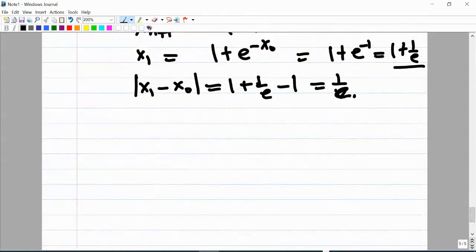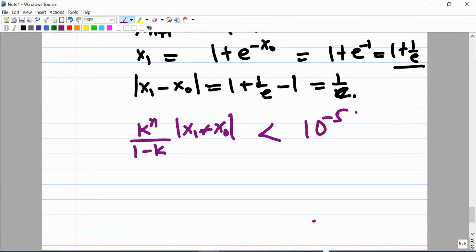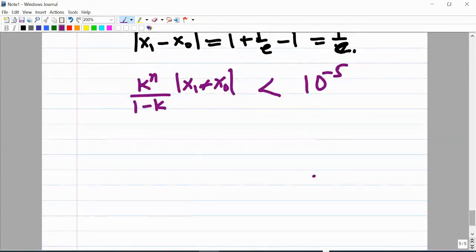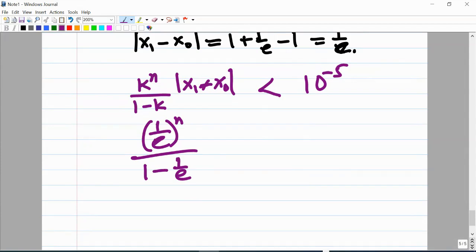So what we want now to solve is k to the power n over 1 minus k times the absolute value of x1 minus x0 should be less than 10 to the power minus 5. That's the inequality. So we're now saying 1 over e to the power n over 1 minus 1 over e, that's 1 minus k, times 1 over e is less than 10 to the power minus 5.